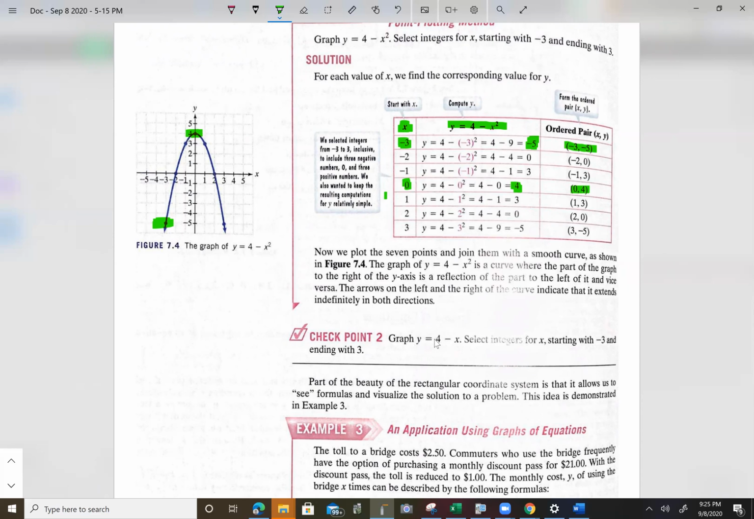So checkpoint 2, graph y equals 4 minus x. And it wants you to kind of plot the points. You can do that using Desmos. You could quite honestly just type in y equals 4 minus x in Desmos and actually find the table that way, because there's a button you can click on for table. As long as you understand what's really happening there.